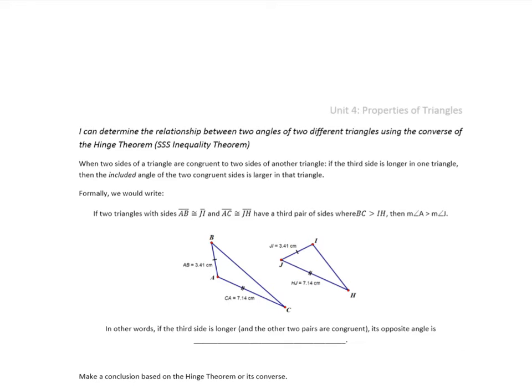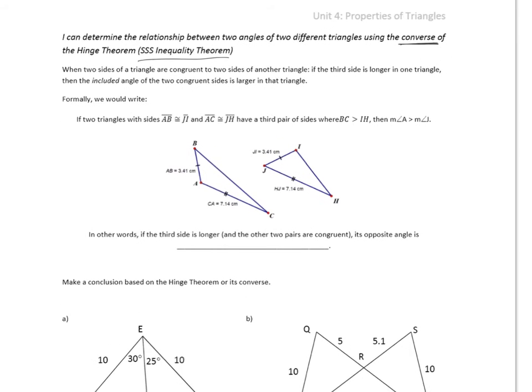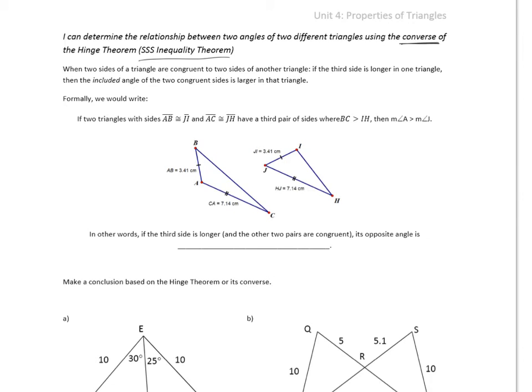We can also do this in reverse, okay? And we call this the converse of the hinge theorem, sometimes known as the SSS inequality theorem. What it says is, when two sides of a triangle are congruent to two sides of another triangle, if the third side is longer in one triangle, then the included angle is larger in that triangle. So it's the reverse. If I've got a third side longer, then its opposite angle is larger. So it's the reverse of the previous one.